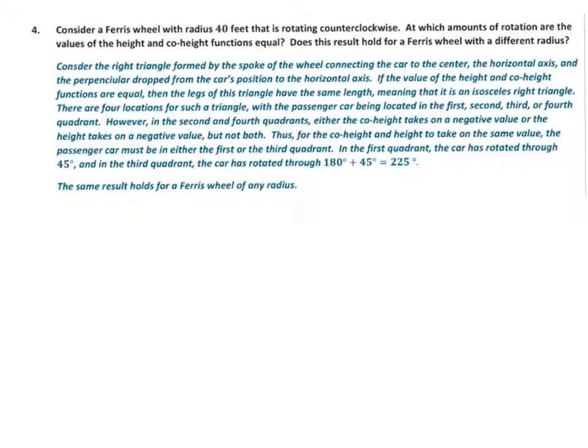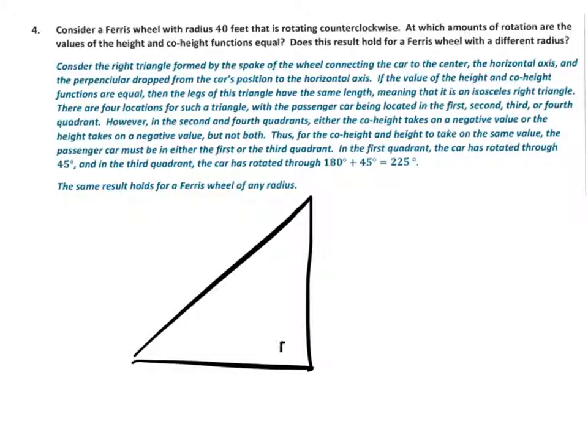And then for part 4, consider a Ferris wheel with a radius of 40 feet that is rotating counterclockwise. At which amounts of rotation are the values of the height and co-height functions equal? So the thing to take away from it is this. Consider the right triangle formed by the spoke of the wheel connecting the car to the center and the horizontal axis. It's talking about this, where you have your car here, you have the center of the circle there, and then you're drawing your height there. This is the horizontal axis there.